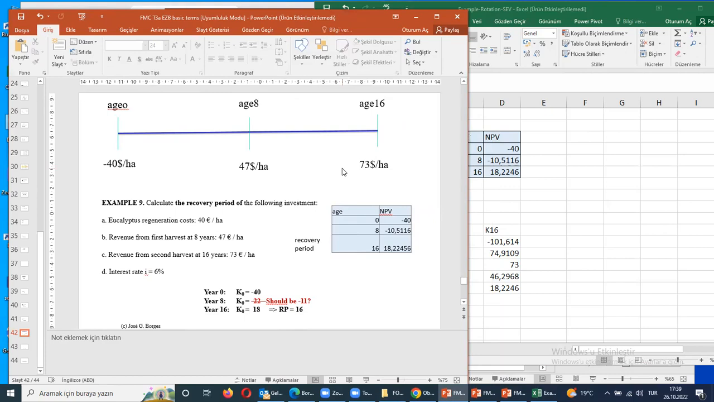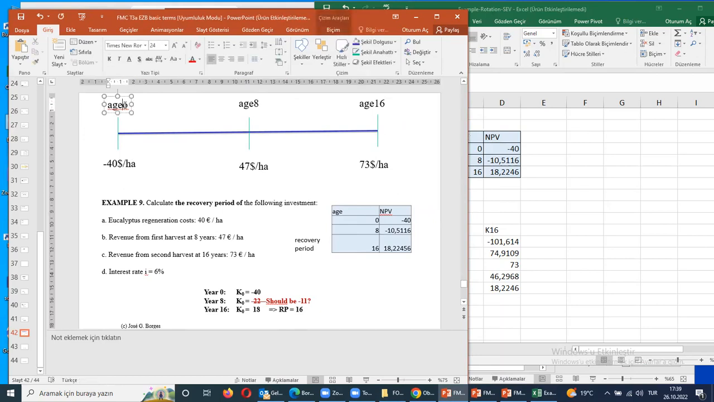In order to be able to find the appropriate age, the age where the net present value is positive, we have to just calculate the net present value at the age of 0, at the age of 8, at the age of 16, to be able to compare it. At the age of 0, which is minus 40, right? There is no revenue at all.